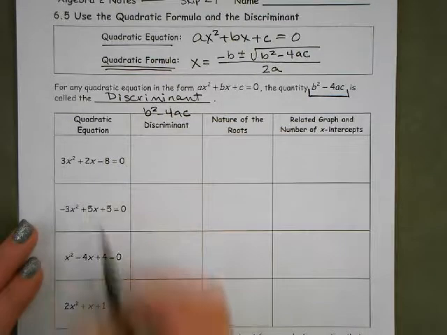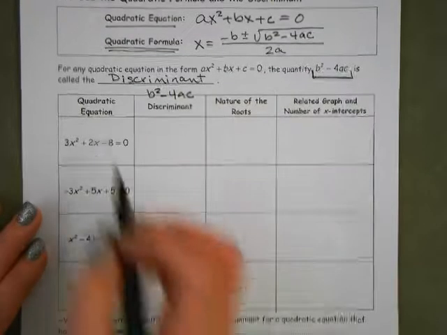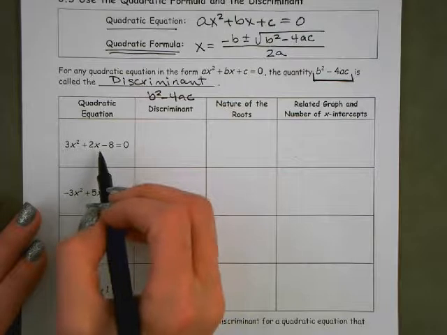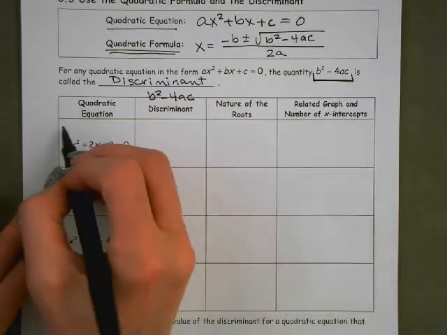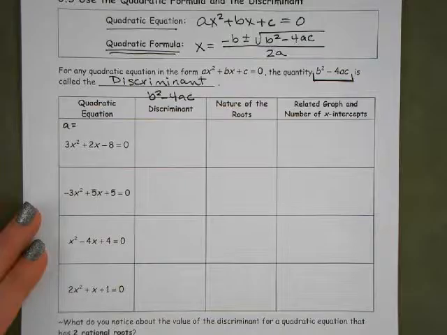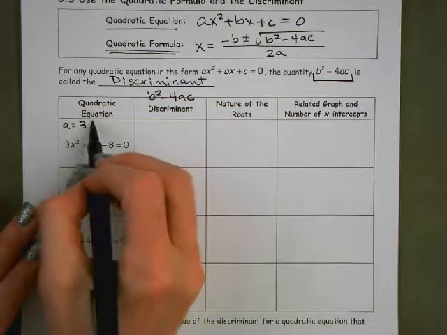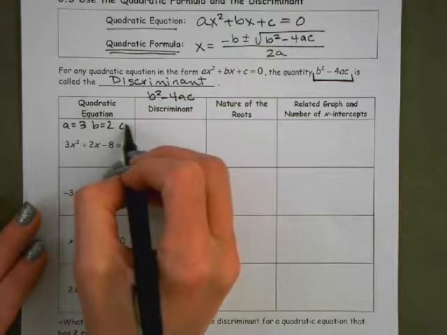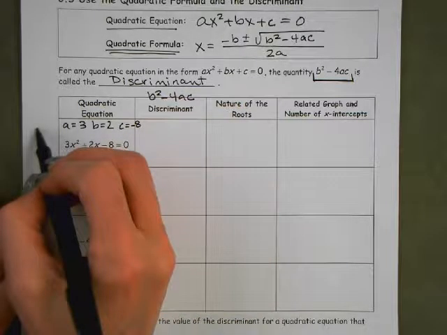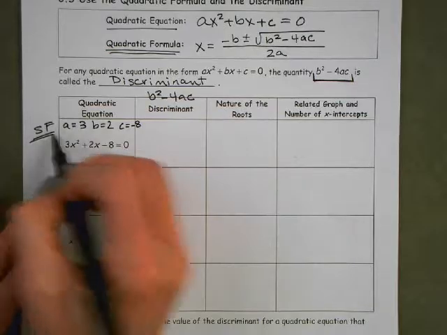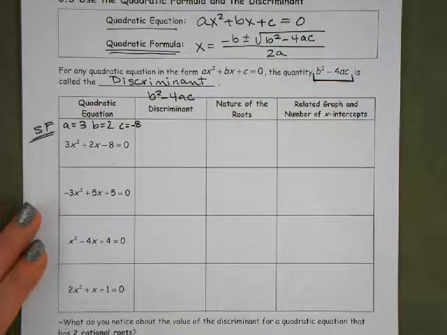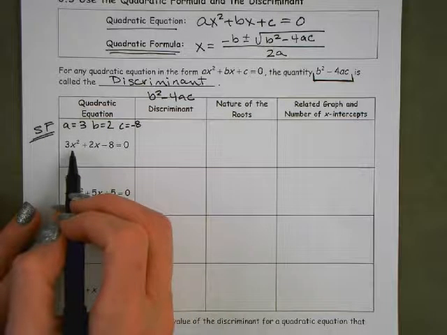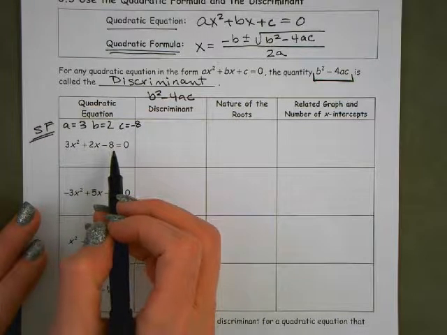All right, so we're going to look at these 4 equations. So 3x squared plus 2x minus 8. What is the a value in this one? It is 3. What is the b value? 2. And what is the c value? Negative 8. Okay, so number one, make sure you've always put it in standard form. If you don't put it in standard form and you just pick whatever order it's in for a, b, and c, then you're going to get the wrong answer. So make sure you have it where the x squared is first, then the x, and then the c.